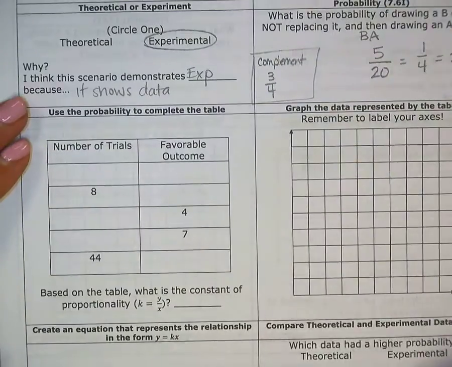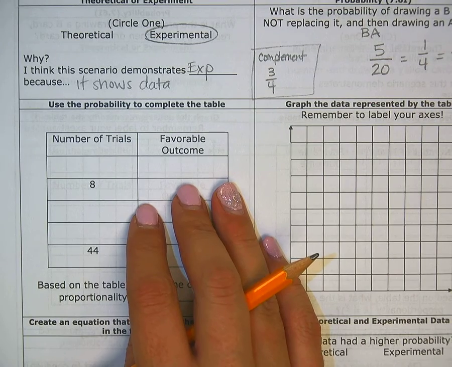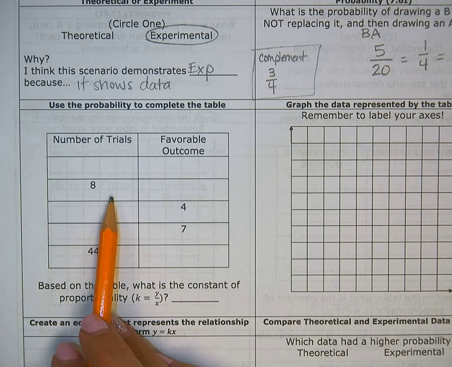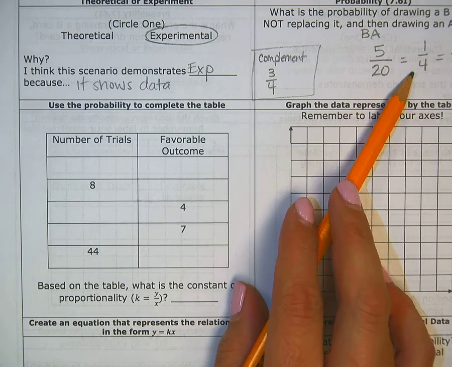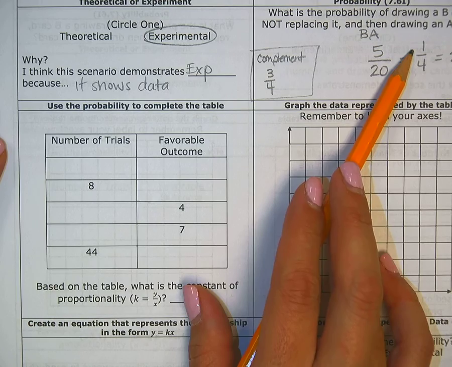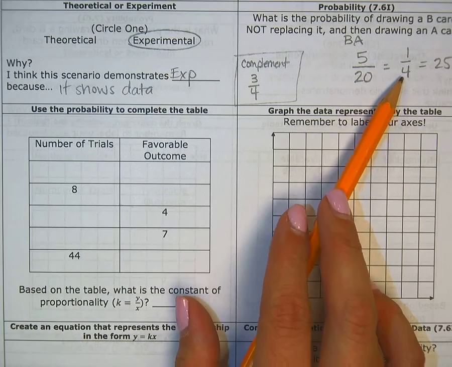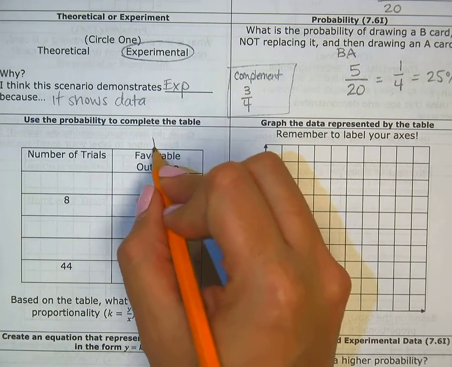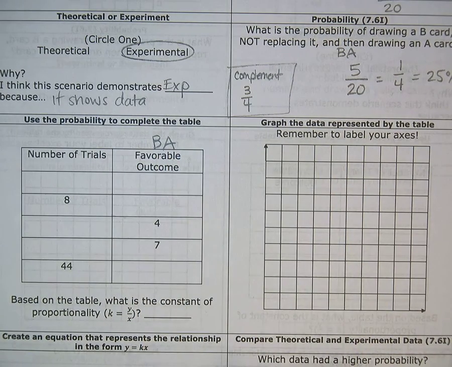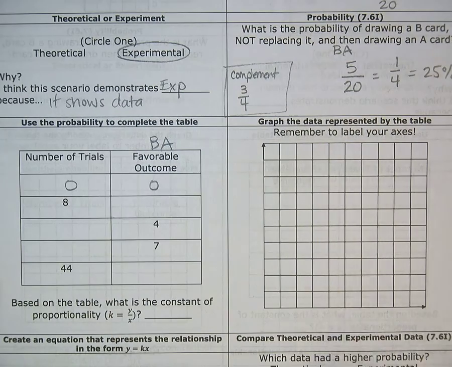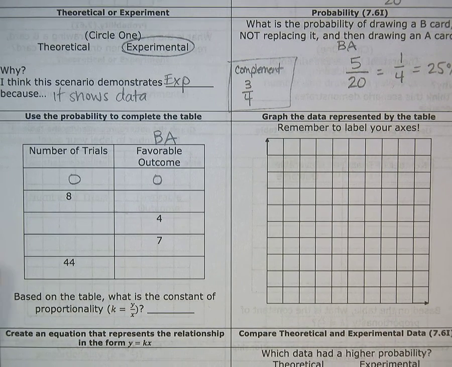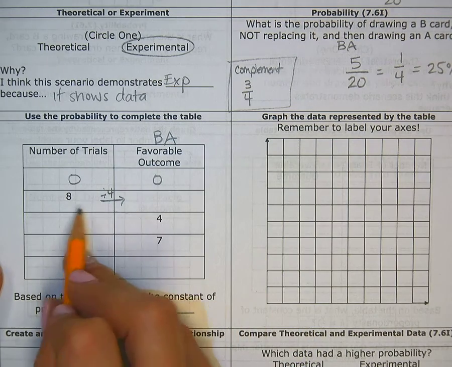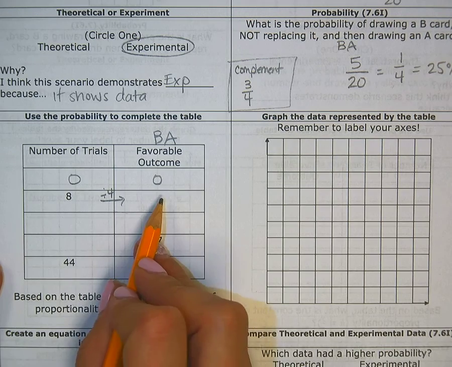Now if I'm looking at the next part, it has a table of data. I look and see what looks familiar. Let's see. I noticed that my relationship here is that something happens 1/4 of the time. So I'm looking at the number of trials, and the favorable outcome is still the same. It's still B and then A. And so I'm going to go ahead and put 0, 0 here, and that'll help me figure out if it's proportional or not. From here to there, it's going to be dividing by 4, because it's 1/4 of 8, and 1/4 of 8 is 2.